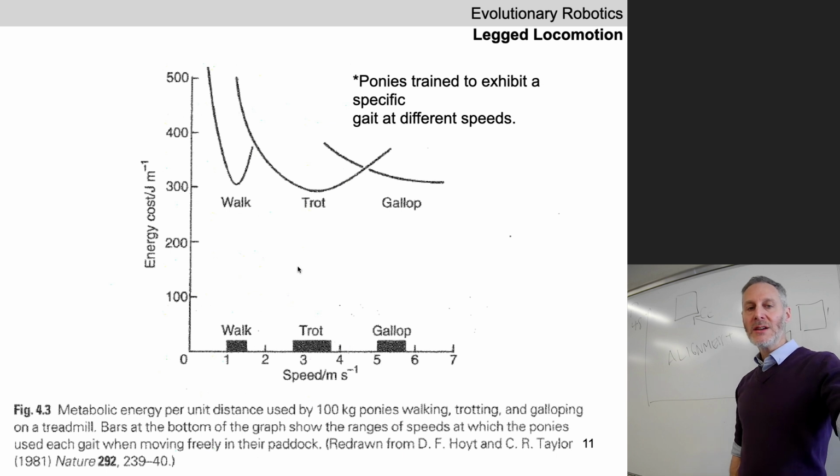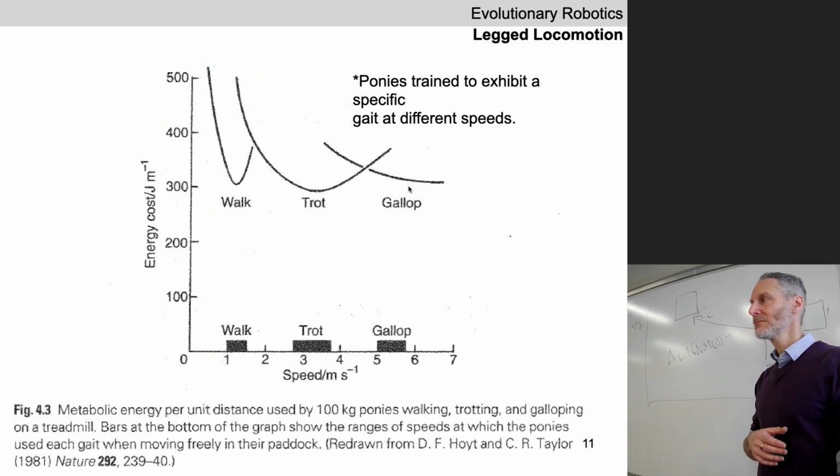They were observed to be traveling at these 3 gaits of their own free will at these various speeds. They took those ponies and then put them on very big treadmills and gradually turned up the speed of the treadmill, and surprise, surprise, they saw the ponies switching from walking to trotting to galloping. And this is how much energy the ponies were burning while on the treadmill. What's the relationship between the curves and the black bars at the bottom? What does that relationship tell us?